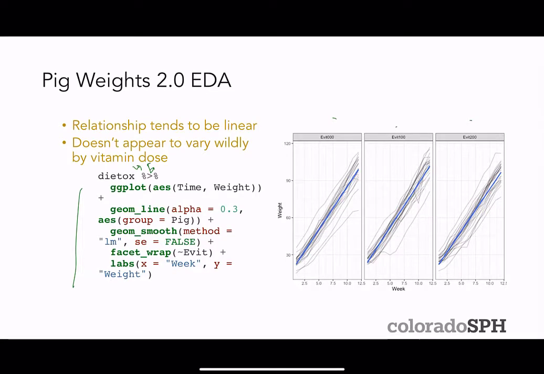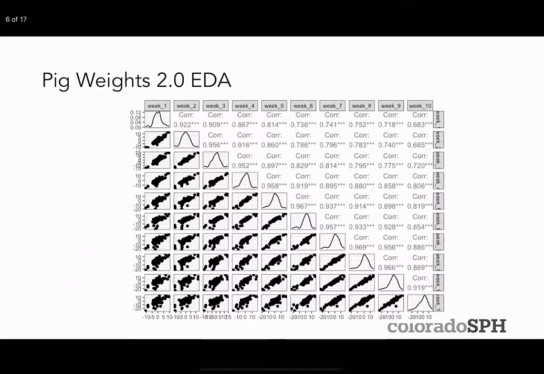I looked at the same plot for copper, and there doesn't seem to be a strong relationship between copper and pig weight over time, at least visually. So the second part of EDA that I'm going to talk about is looking at the correlation structure. Here I made correlation plots at all of the time points. Actually, there are 12 weeks in this data set.